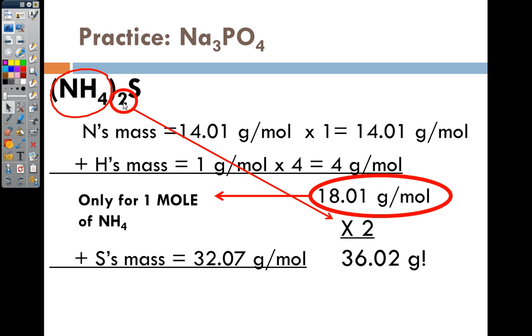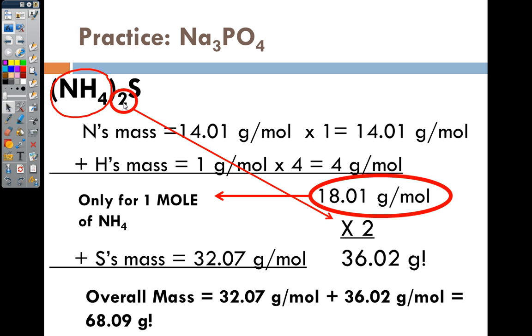Exactly. So I'm going to go ahead and bring down sulfur. And my total mass is? 32.06. Oh, you say your total mass is 68.08. Right. It's 0.08. Sulfur's mass, I found it on the periodic table.